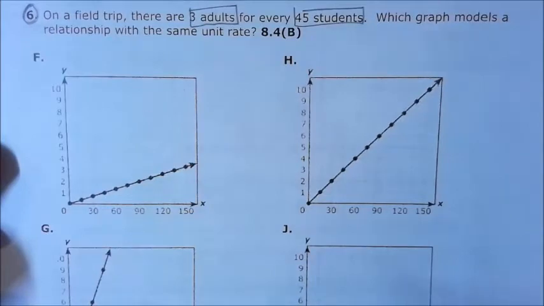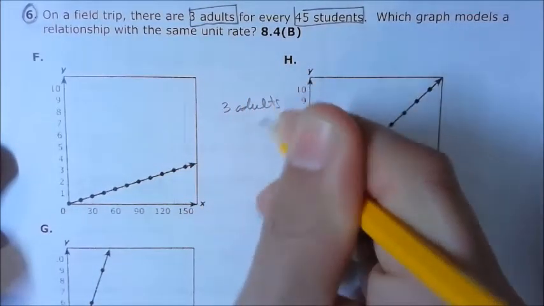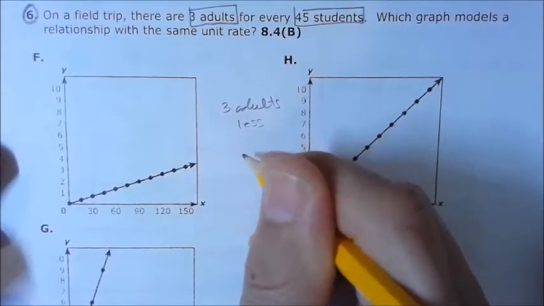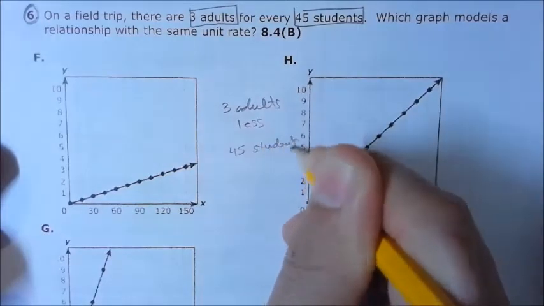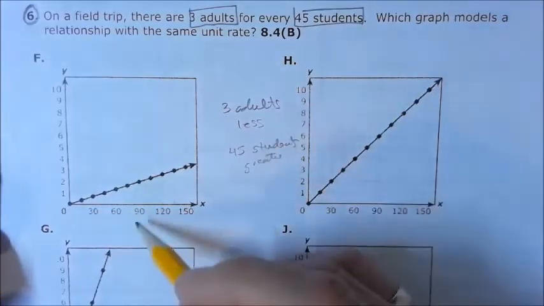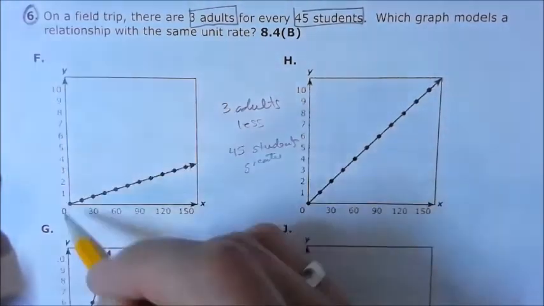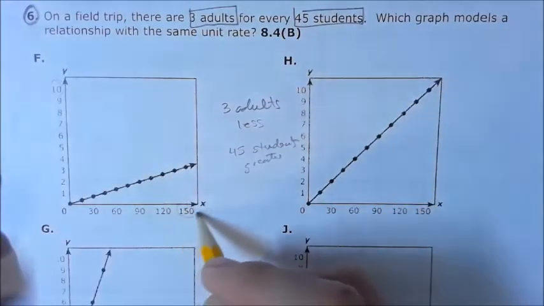So what I would like for you to think is that when we have 3 adults, our values are going to be less on our axis, and when we have 45 students, our values are going to be greater on our axis. So which one of these axes has the lesser values? So this one only goes to 10, right? And this one goes all the way to 150.